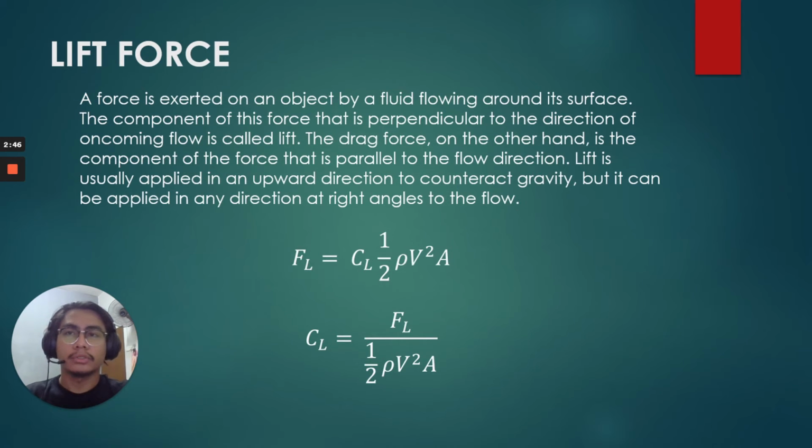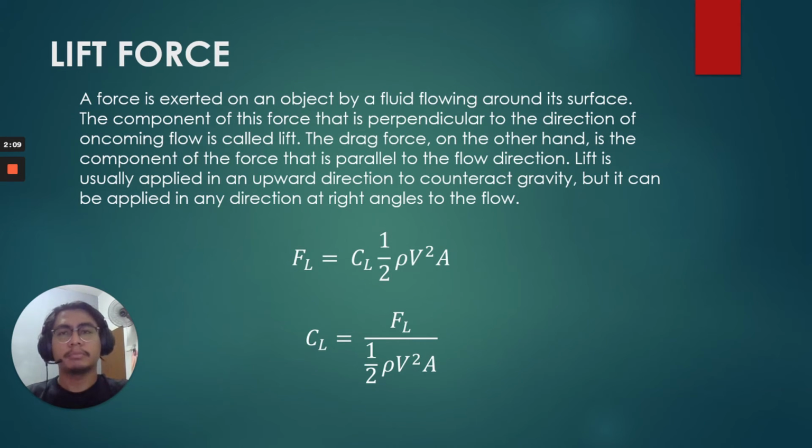So for lift force, a force is exerted on an object by a fluid flowing around its surface. The component of this force that is perpendicular to the direction of oncoming flow is called lift. The drag force, on the other hand, is the component of the force that is parallel to the flow direction. Lift is usually applied in an upward direction to counteract gravity, but it can be applied in any direction at right angles to the flow.